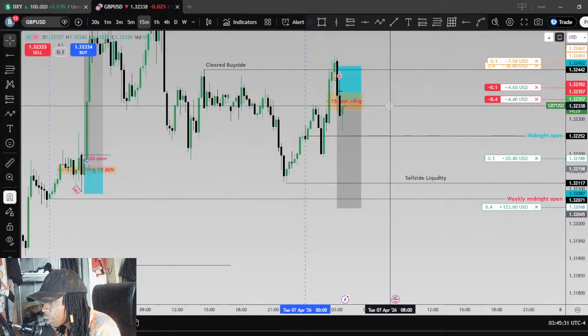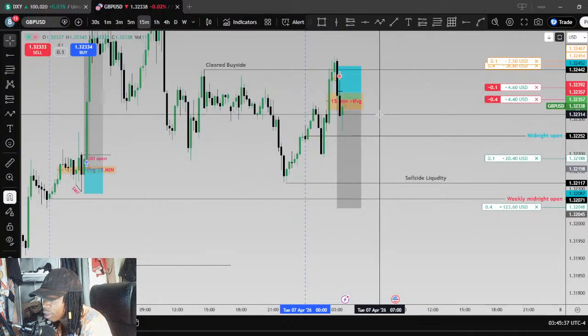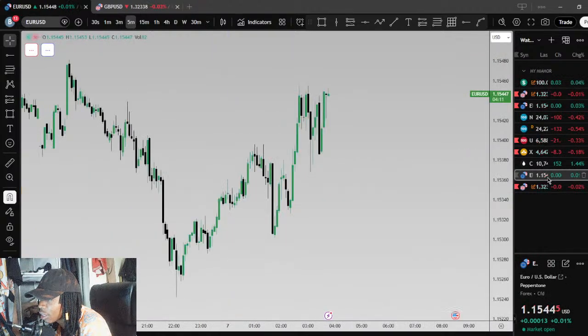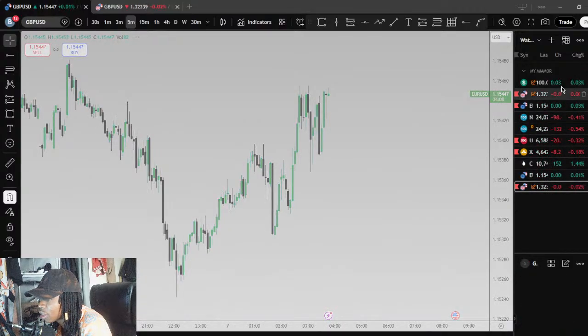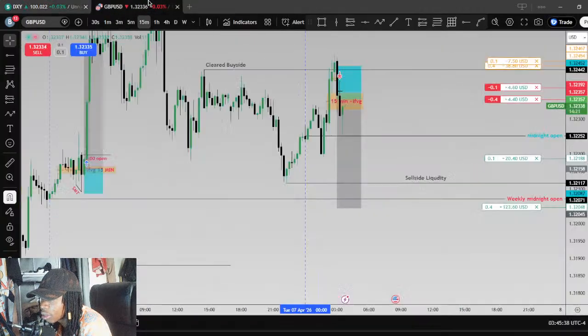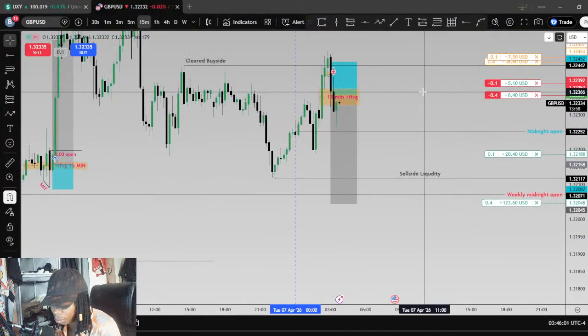I love the way we're closing below the consequent encroachment of the inversion level here. That's why she's still figuring out where to run, where to go. She hasn't yet decided. Look at this one. Euro is definitely difficult, by the way. I don't like dealing with Euro. Sometimes Euro can mess you up, by the way.